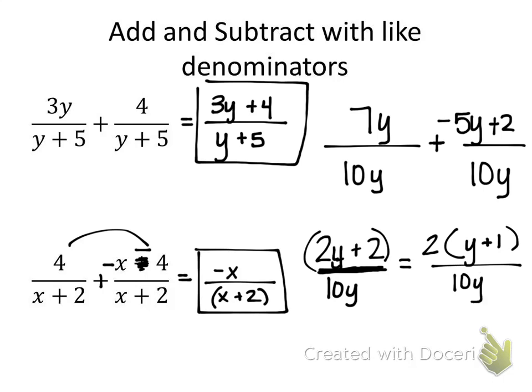Now what can I simplify? 2 and 10. 2 goes into 2 one time. 2 goes into 10 5 times. So my final answer is going to be y plus 1 over 5y. You have to simplify everything down as far as you possibly can. Okay?